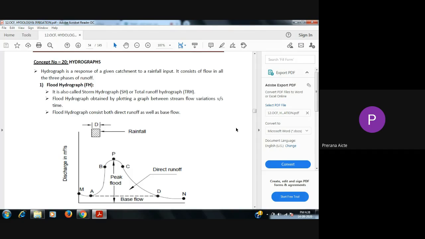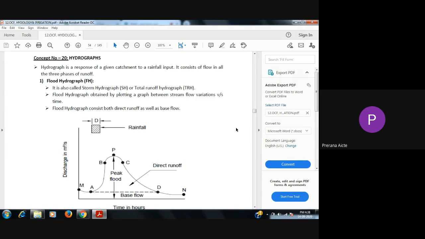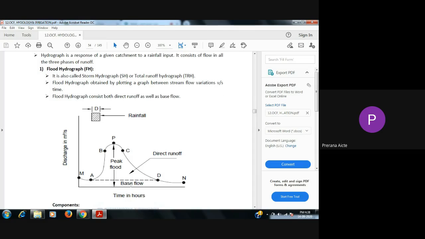First of all, we discuss the flood hydrograph. The flood hydrograph includes surface runoff, subsurface runoff, and base flow. Here we see this diagram. If we separate the base flow from the total hydrograph, or flood hydrograph simply, we get the direct runoff hydrograph. That hydrograph is shown in the figure.